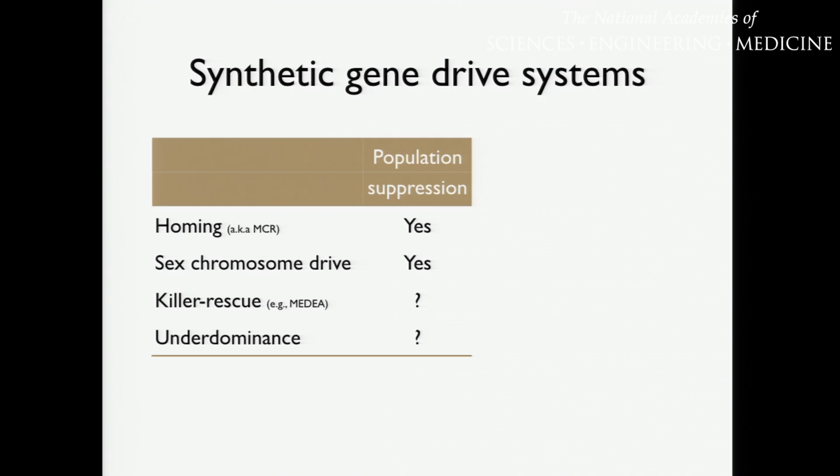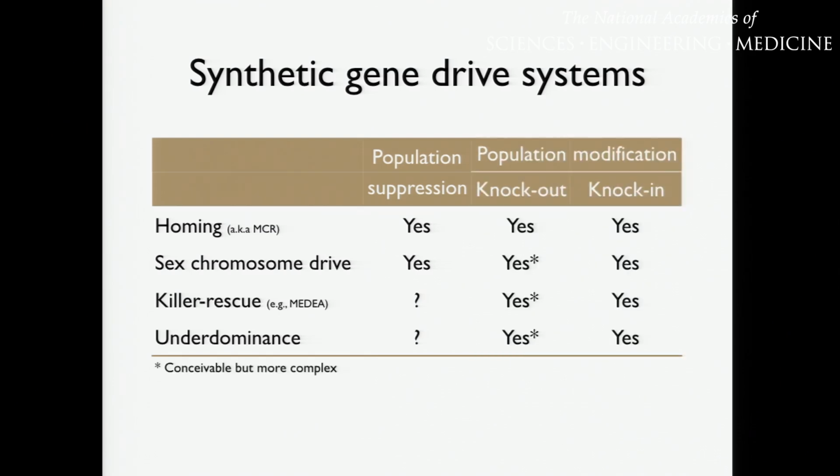For population suppression, for example, both the homing elements and sex chromosome drive can, in principle, be used, and people are trying to develop them for population suppression. I've not heard of anybody, and it's not clear to me that you could use the killer-rescue systems or the underdominants as drive systems to suppress a population. There might be people working on that, but I think it's received somewhat less attention.